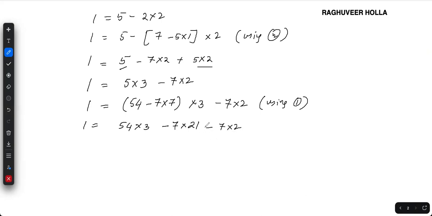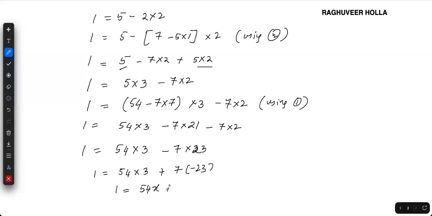So I should get it in the form of 54x + 7y. So 1 is equal to 54 multiplied by 3, and 7 multiplied by minus 21 minus 2, which gives minus 23. So if I write in this form, 54 multiplied by 3 plus 7 multiplied by minus 23. So 1 can be written as 54x + 7y, where x is 3 and y is minus 23. This is the required result.